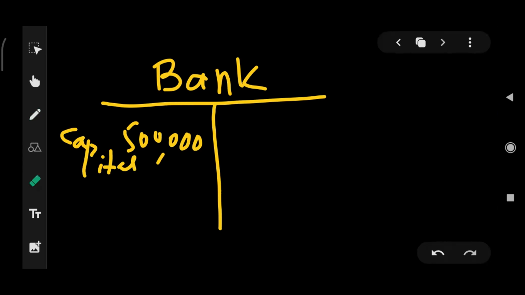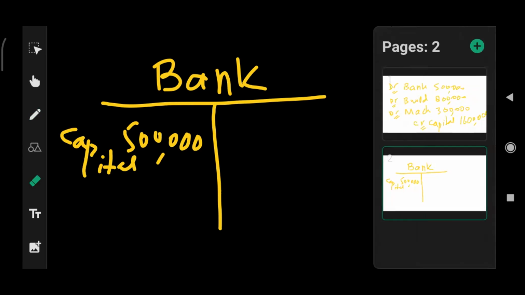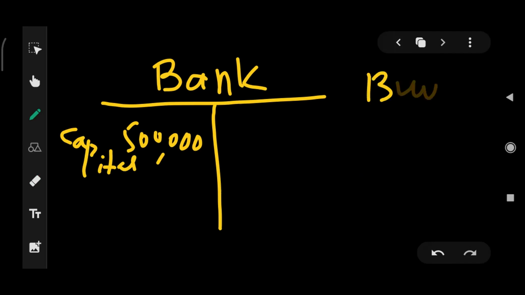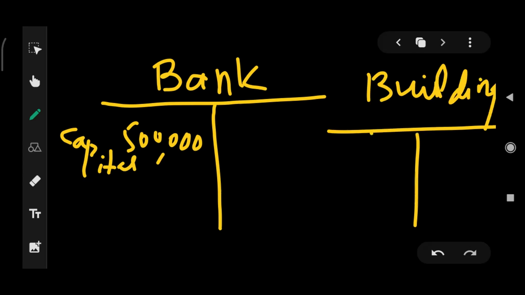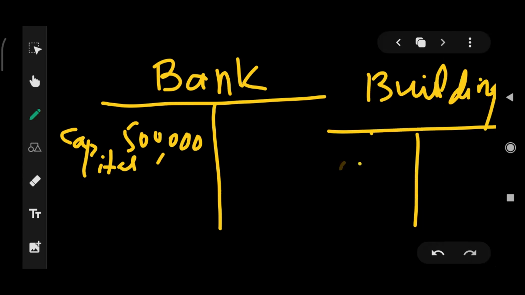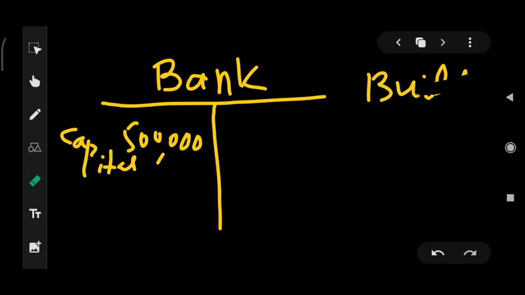Okay, moving to the next entry, which is debit building $800,000. Now, I will make an account of building. This is the T account of building. As building is being debited with $800,000, I will write 800,000 on the debit side. The credit of this is capital, so I will write the word capital with it. Let me rub this machinery building account. We shall prepare this account on the next page because we will continue to have one account on one page so that you guys can understand it easily.